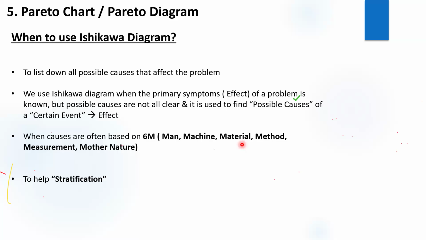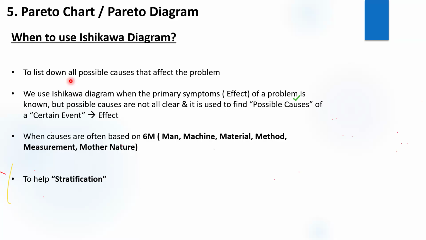So when to use the Ishikawa diagram? When we want to list down all the possible causes. Mother nature means environment. When causes are based on 6M, then we use the Ishikawa. 6M means man, machine, method, material, measurement, and mother nature. So Ishikawa normally identifies that any process related problem is normally because of 6M.